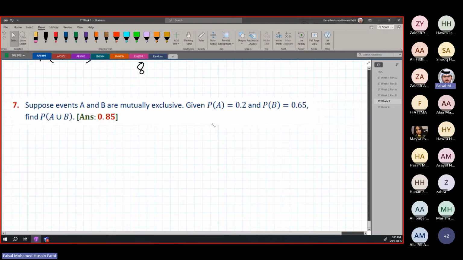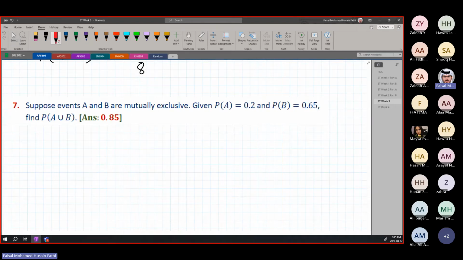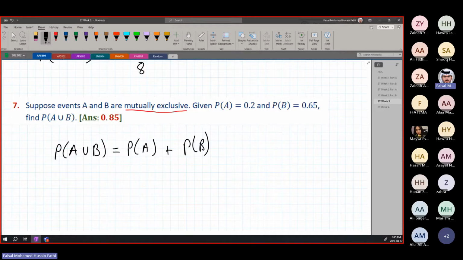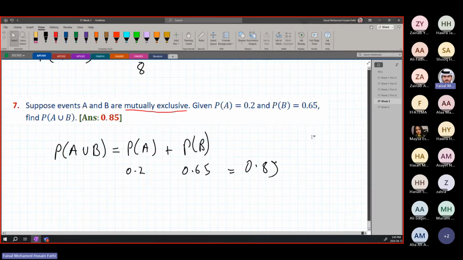Suppose events A and B are mutually exclusive. So they're already telling you that they're mutually exclusive. So you can instantly know that when it's mutually exclusive, P of A union B is going to be equal to P of A plus P of B. Very simple, okay? And they gave you P of A as 0.2, P of B as 0.65, which is equal to 0.85. Very simple, very straightforward.